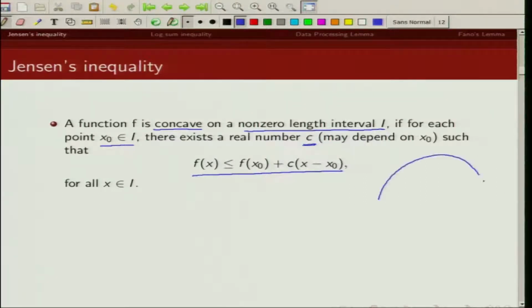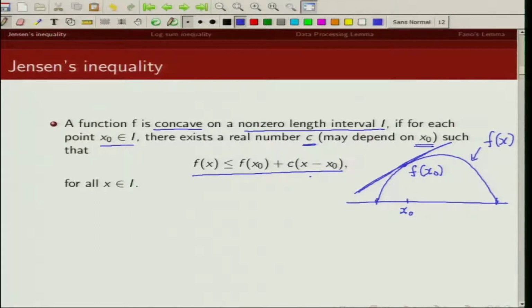Let's draw a function defined over this interval from here to here. Now take any point belonging to this interval. Let's take this point x naught, and this is my function f of x. What is f of x0? That is this point. So there exists a real number c, of course the value of c will depend on x naught, such that the function f of x is below f of x0 plus c times x minus x naught. What is c times x minus x naught? It's a line passing through x naught and passing through this point.